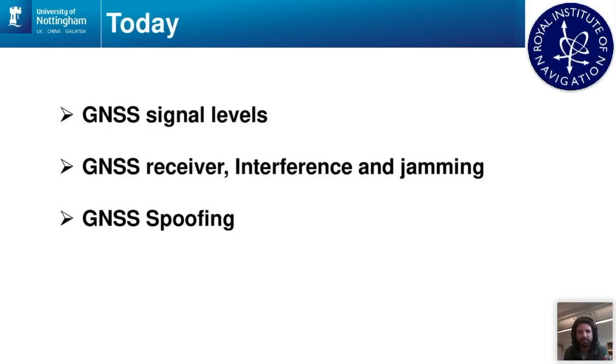So we're going to start off with GNSS signals, talking quickly about those, just give you some important information about those. Then we'll look at the receiver. We're going to look at different types of interference and what the effects might be. And then we'll look finally at spoofing, GNSS spoofing.